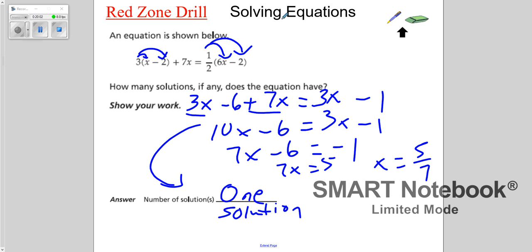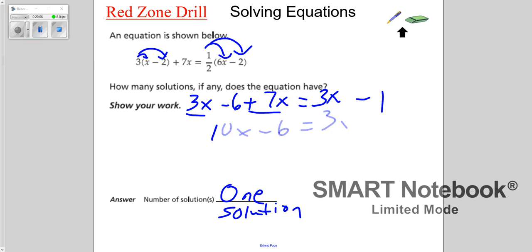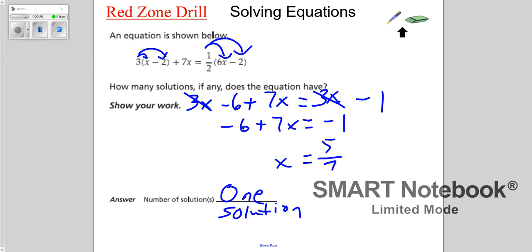That's one way to do it. Another way to do it, if I go back to this first step, I notice there's a 3x on this side and a 3x on that side. So if you do minus 3x to both sides, they're going to cancel out. Maybe that'll make your life easier, because then you have negative 6 plus 7x equals negative 1, and that's just a two-step equation. And you get the same thing of 5 over 7. I'm not going to go through it. But either way, if you write this as your answer, that's not correct. You're only going to get 1 point.